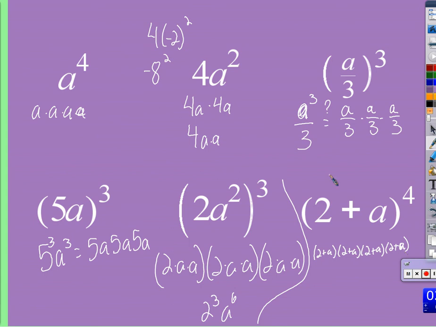Another one that I see is just 2 to the 4th plus a to the 4th. It is not. The actual result looks much more complicated than just 2 to the 4th plus a to the 4th. There's so much distributing and what you might call foiling going on here that it's going to be way more complicated than 2 to the 4th plus a to the 4th.